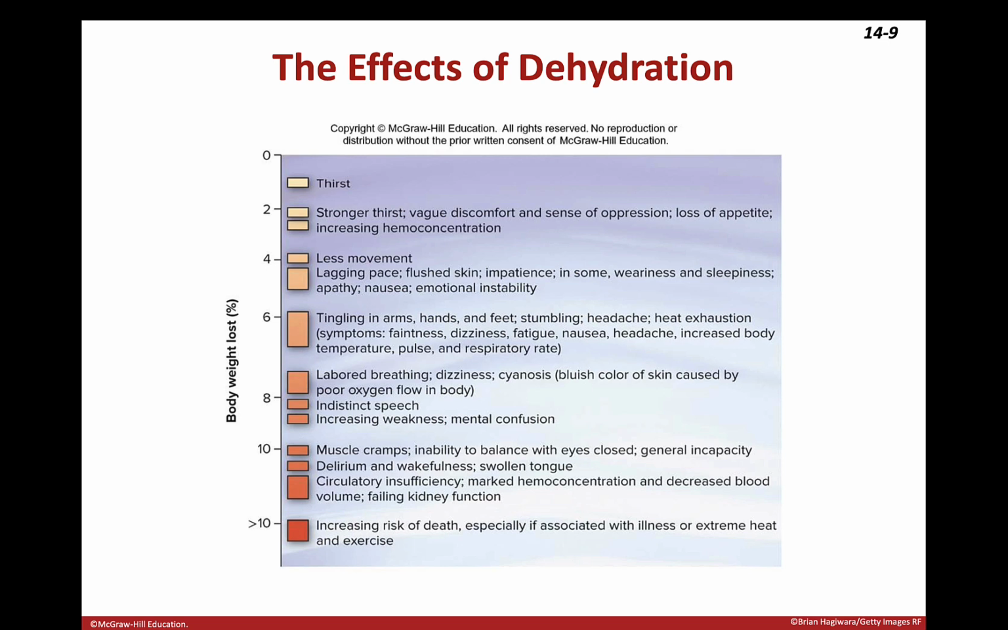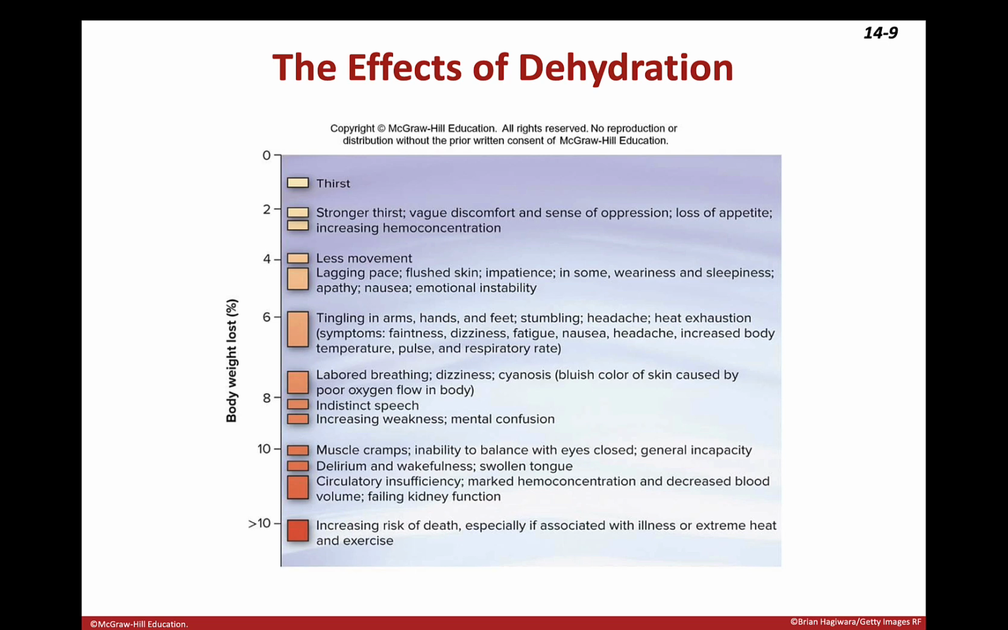As dehydration continues, we'll start to experience very labored breathing, dizziness. At this point, cyanosis, there's going to be a bluish color of the skin that's caused by poor oxygen flow within the body. Speech will become indistinct, and also there's going to be an increasing weakness and increasing mental confusion. As we continue to progress to 10% of our body weight lost, muscle cramps, an inability to balance with eyes closed, and a general incapacity.